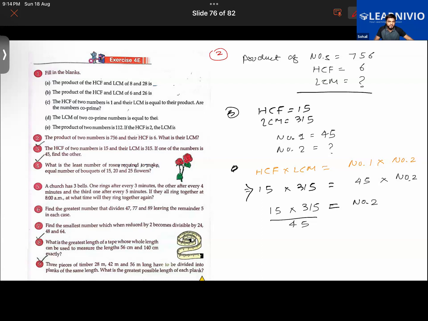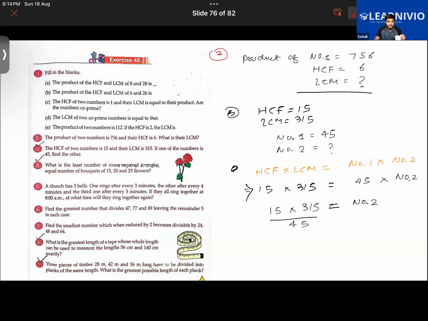Question number 4 says, what is the least number of roses? Yes. After the class, I should do this, right? Whatever answer I get, should I send a photo? Yeah, you can send the pictures of the answer. I will verify that. I will go through it.